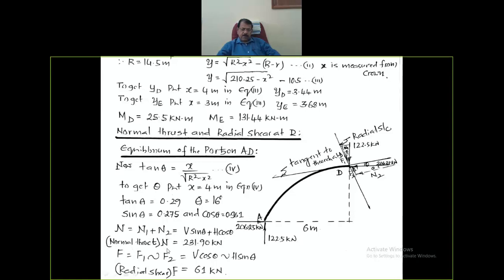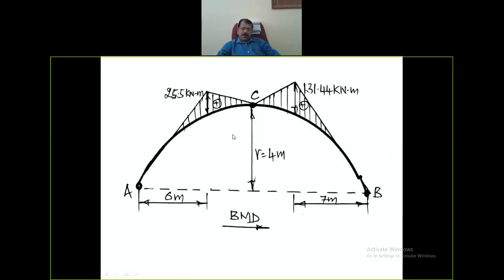The value of the normal thrust N works out to be 231.90 kilonewton. Compute the radial shear at that point, that is given by F is equal to F1 difference F2, because they are acting in different directions. That value is given by V cos theta difference H sin theta. The value of the radial shear or shear force at that point F works out to be 61 kilonewton. That's all the solution for that.